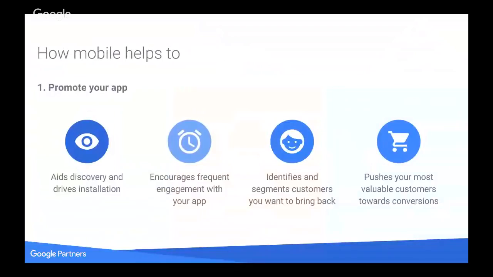Now, how does a mobile device help you as an advertiser? There are three main points here. The first one could be to promote your app. It helps you find users to install your app, to engage once again with your app, and helps you understand a little bit more about your users, the situations in which they're turning to your application, the actions that they take, as well as helps you identify users that you want to bring back to your app so that you can push these users to make more valuable conversion actions on your application.